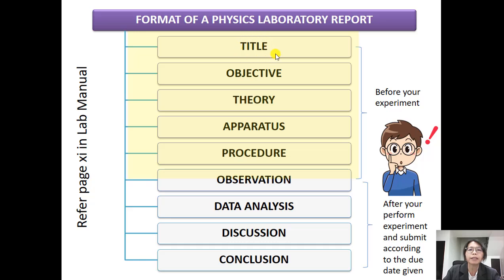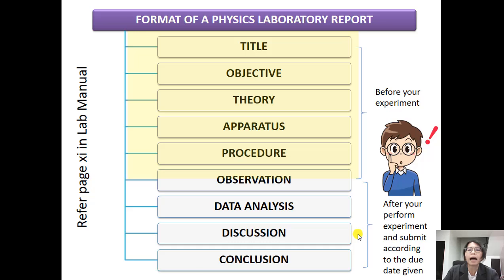Normally we are going to have the title. We will start with title, followed by objective, theory, apparatus, procedure. Then we have the observations, the data analysis on the data we record, discussion, and the last one is conclusion.